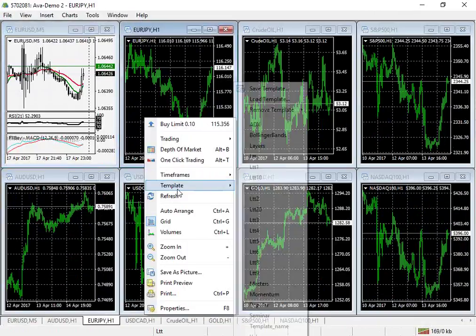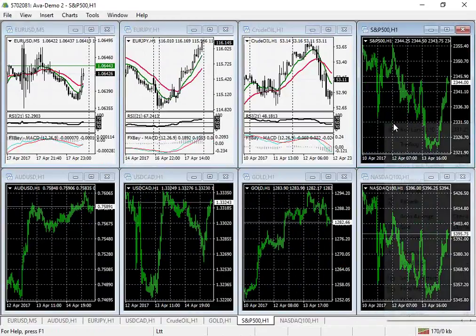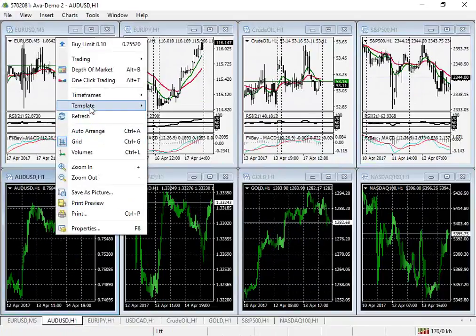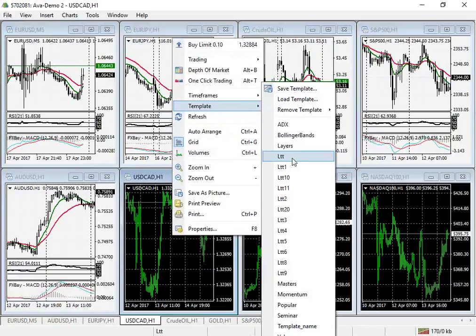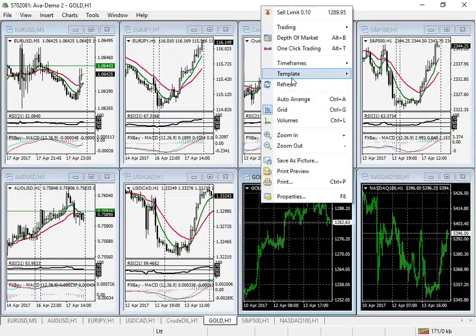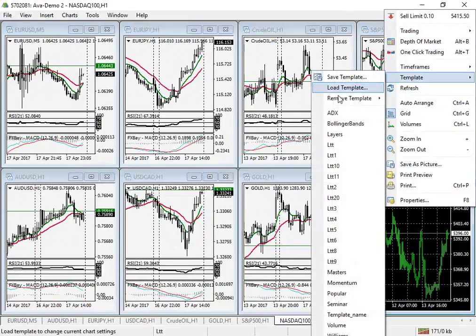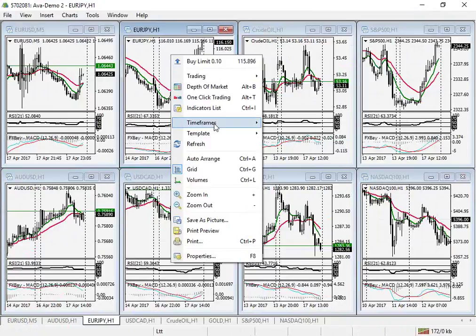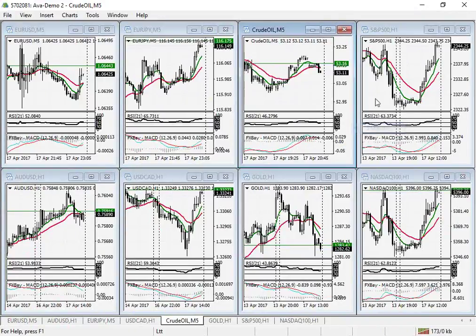Right click, template, LTT, right click, template, LTT, right click, template. And I can do this on all these charts. And I can now bring in the template that I have as the one that I saved for my workspace. Now I'm going to go to 5-minute charts because when you're trading, you're using small time frames. So each one of these will be 5 minutes.